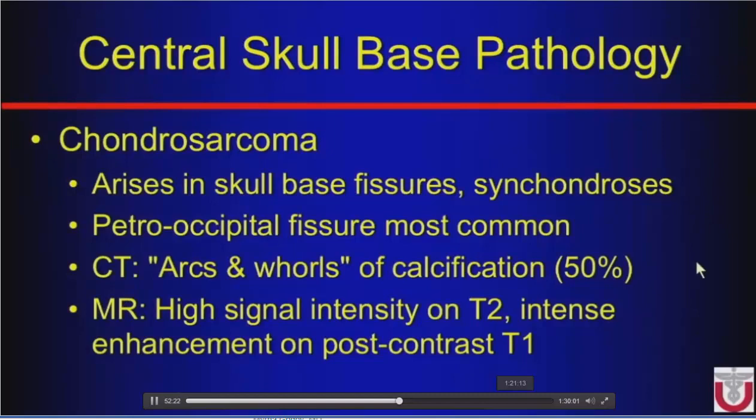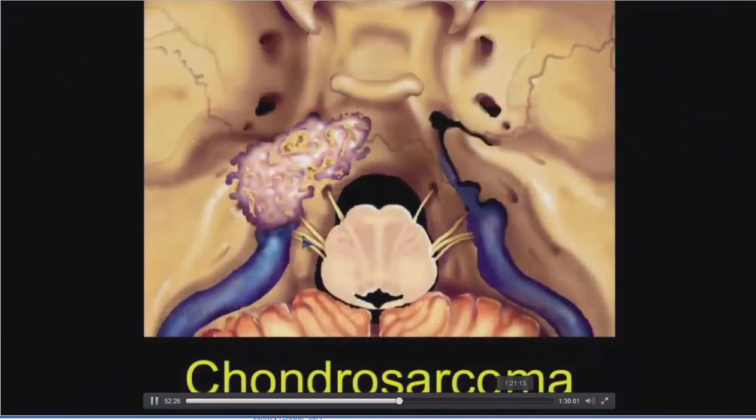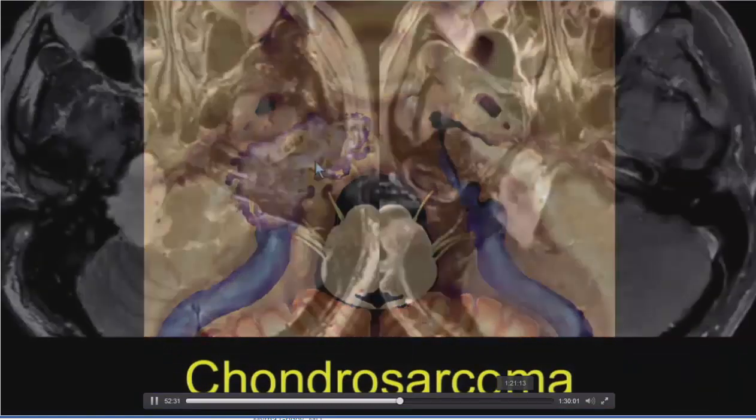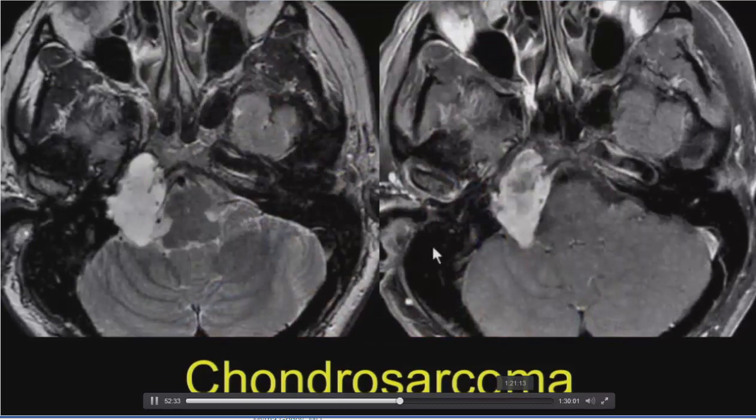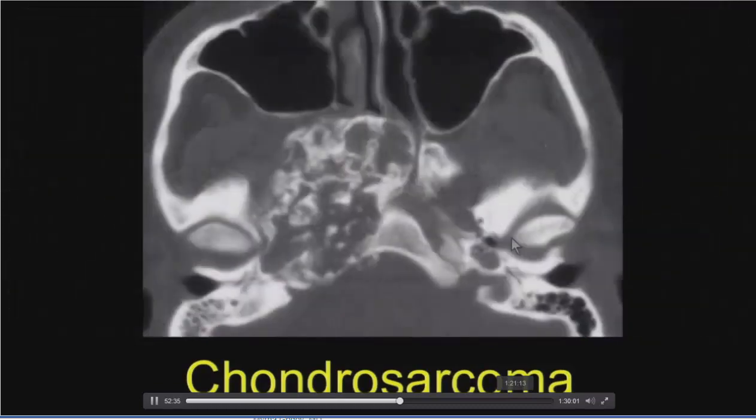And then briefly, chondrosarcoma, another expansile lesion that's bright on T2, usually off midline at the sutures. So here's a graphic showing something that's centered off midline at that location. And it's also bright on the T2 and avidly enhances. So that's another differential for us with the chordoma.